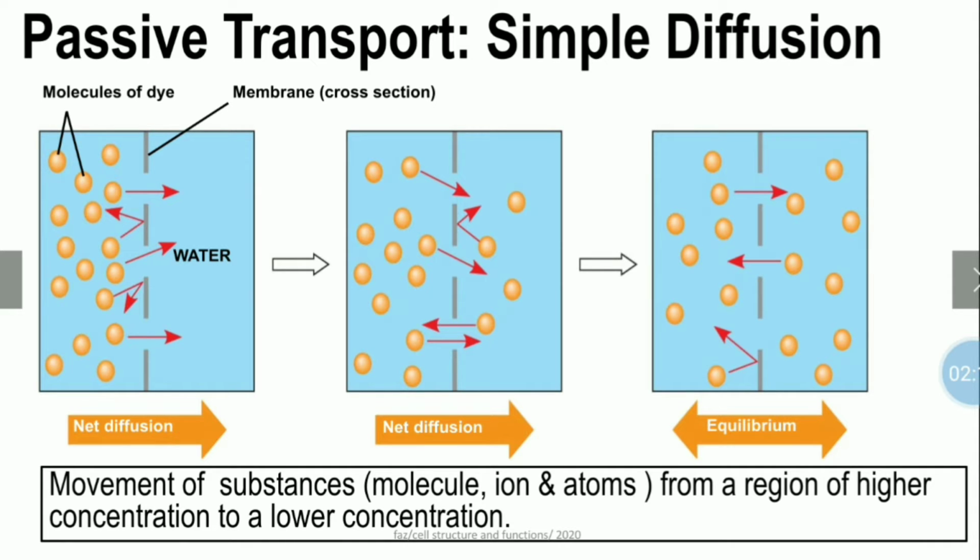Let's have a look at the simple diffusion first. This is the movement of substance across the plasma membrane from a region of higher concentration to a lower concentration. So the substance, for example the molecules, moves down the concentration gradient. The keyword there is region. So what are the substances? The substance could be molecule, ion, or atoms. The very easy examples are the gases, and then the lipid-soluble molecules.